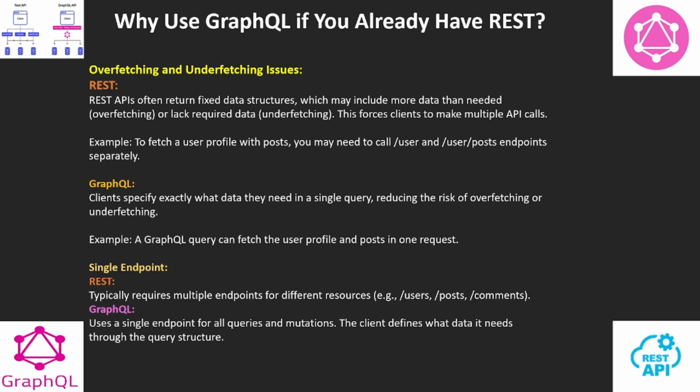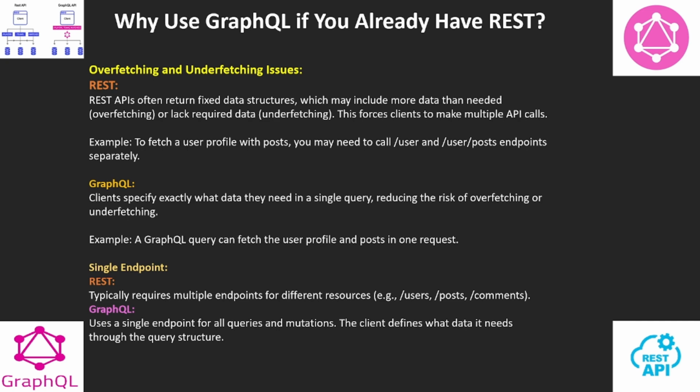GraphQL clients specify exactly what data they need in a single query, reducing the risk of overfetching or underfetching. For example, a GraphQL query can fetch the user profile and posts in one request, guys. That's the difference between REST and GraphQL.